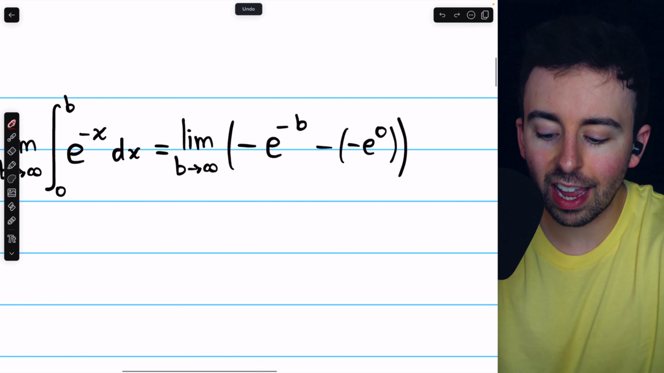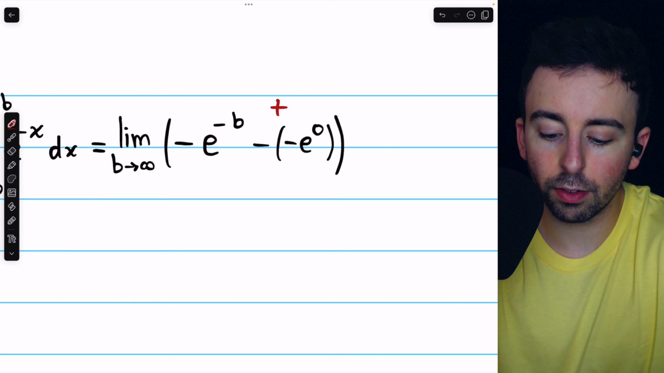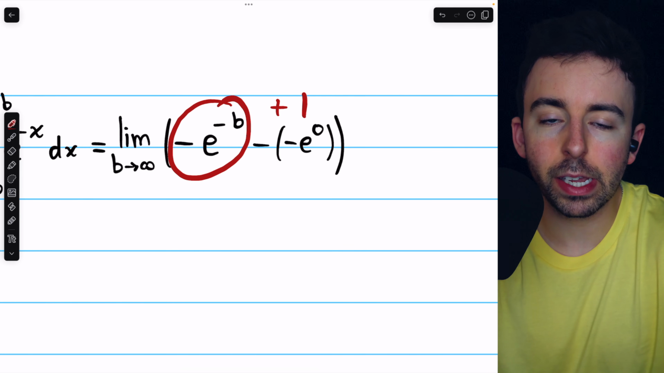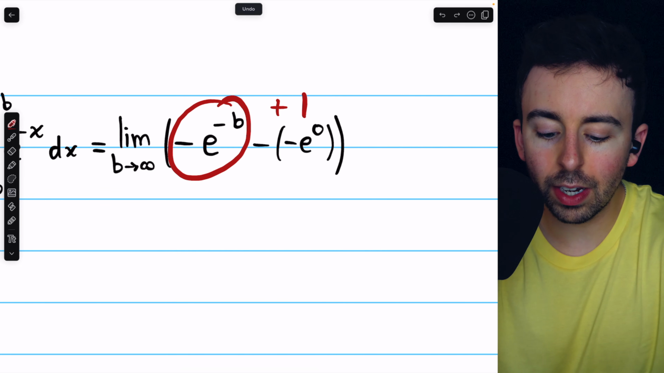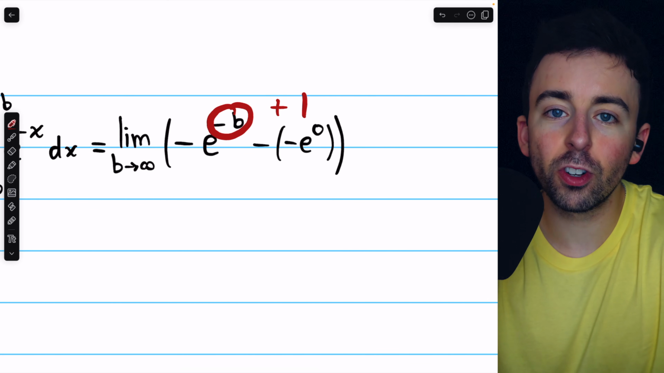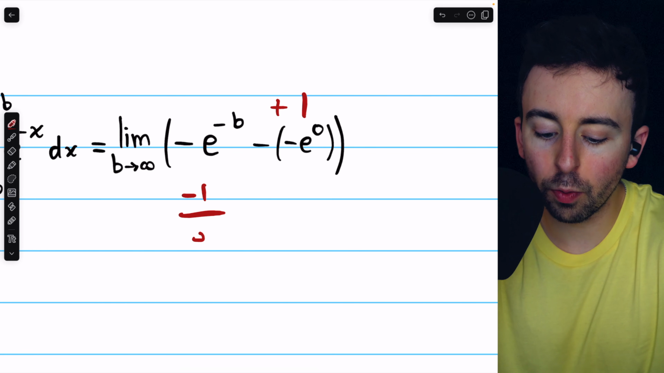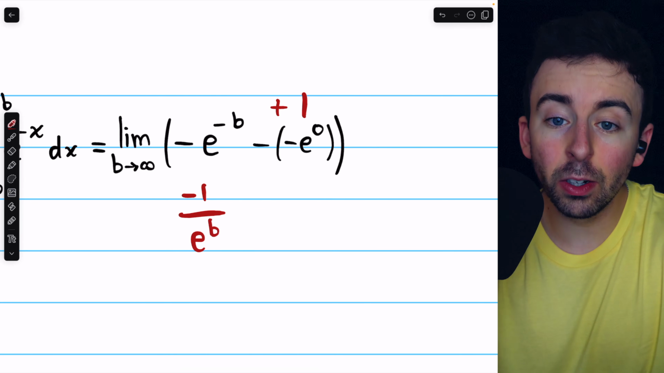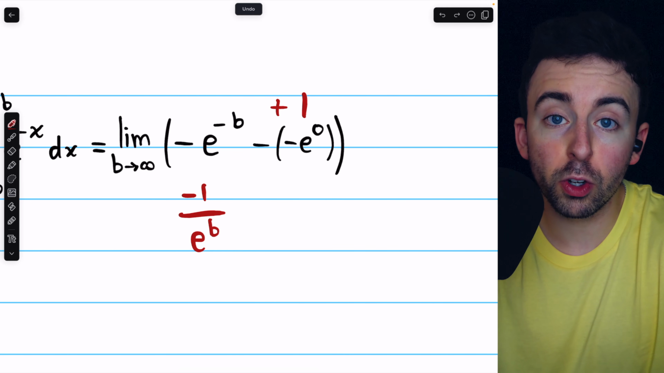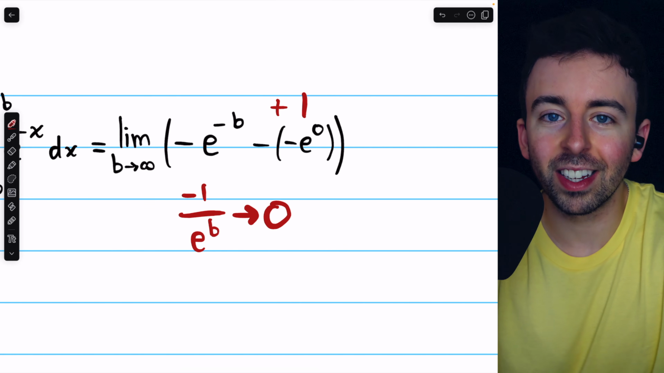So let's think about what's happening here. Minus negative e to the 0 is, of course, just plus 1. But what about negative e to the negative b? Well, as b goes to infinity, we have e getting an arbitrarily large negative power. We could rewrite that as negative 1 over e to the b, and clearly as b goes to infinity, this denominator is getting arbitrarily large, and so this expression is going to be approaching 0.